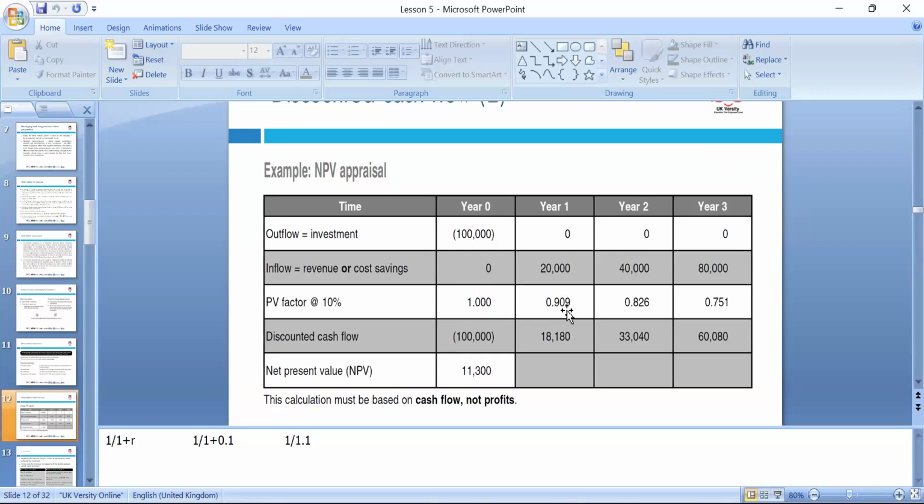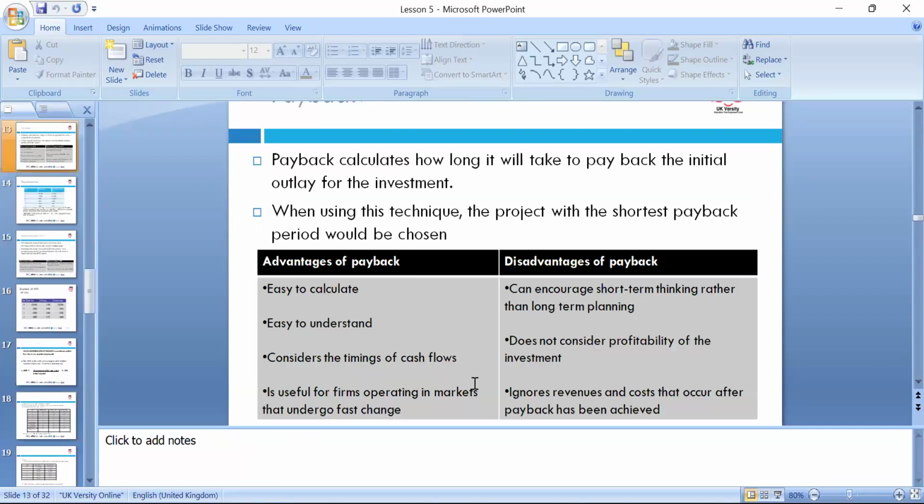With 0.909, if you're getting 20,000 in a year's time, the real value will be 18,180. If you're getting 40,000 in 2 years, this 40,000 value will be 33,040 pounds. You will see the £1 value depreciates. If we add all the inflows and minus the outflows, our NPV, net present value, is positive. So we accept the project, otherwise we reject the project.